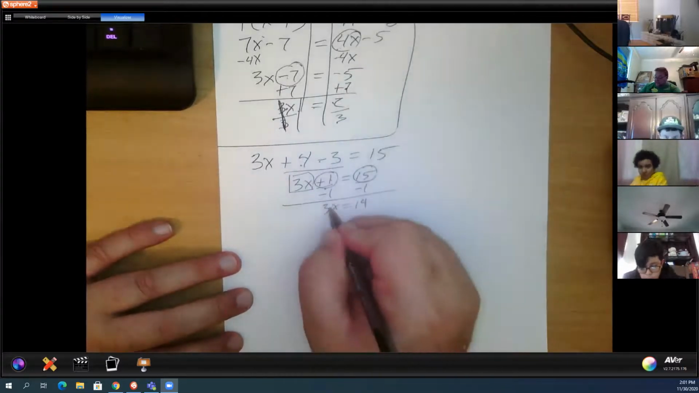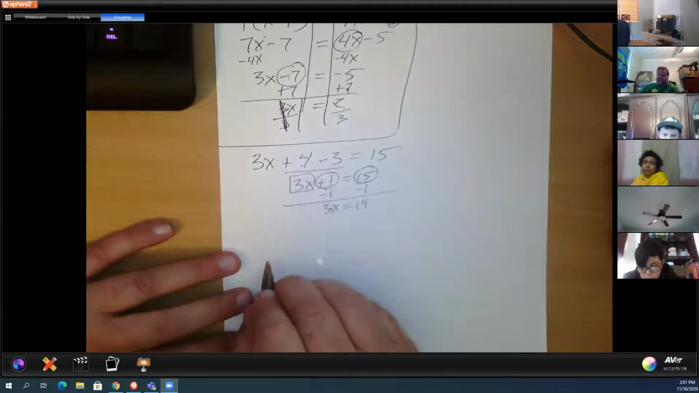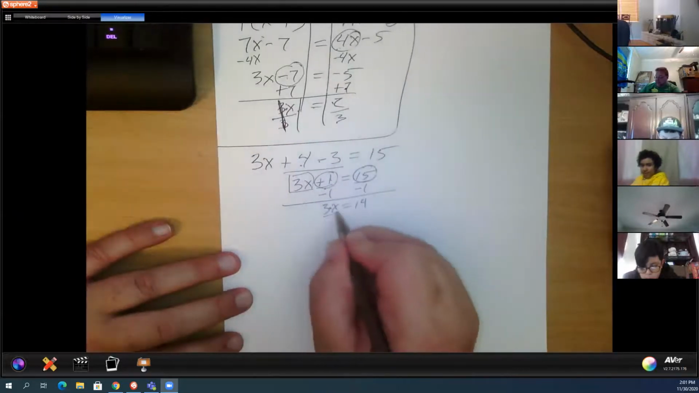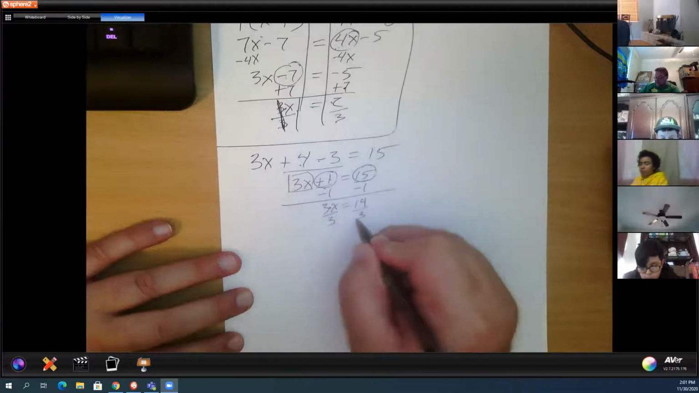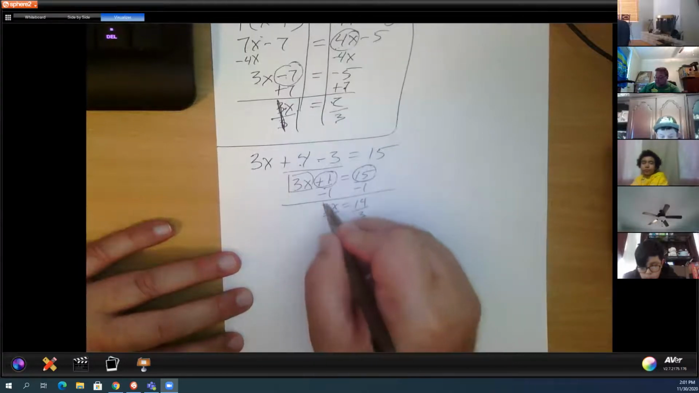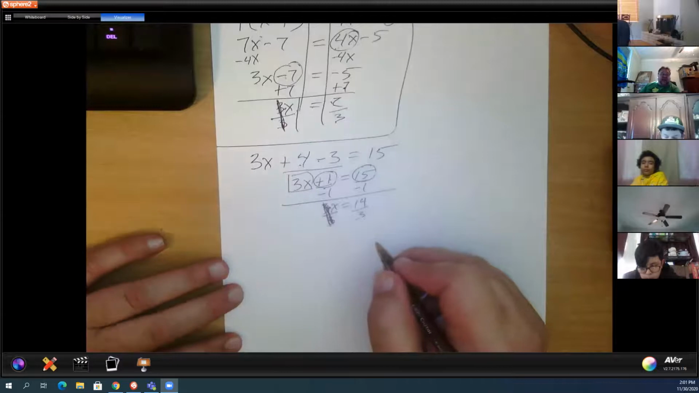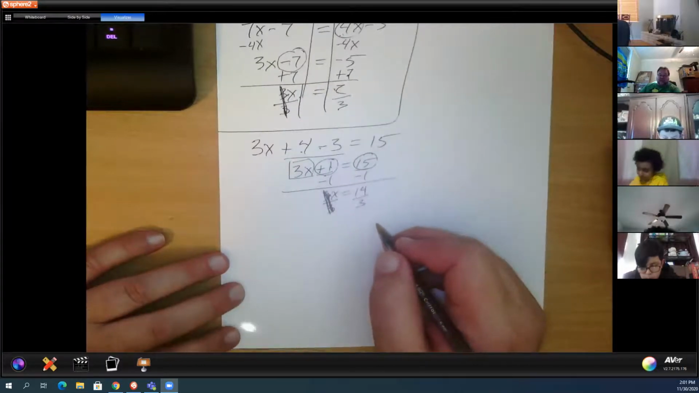Now, since this is multiplication, I'm going to solve this through division, which is the opposite of multiplication. 3 over 3 is 1, so I can cancel it out. And I find that my answer for this one is going to be x equals 14/3.